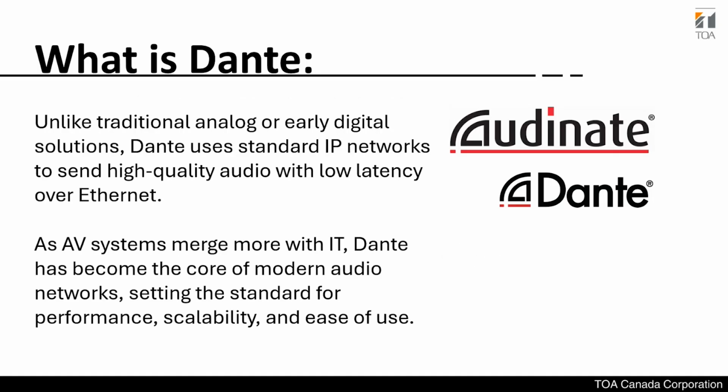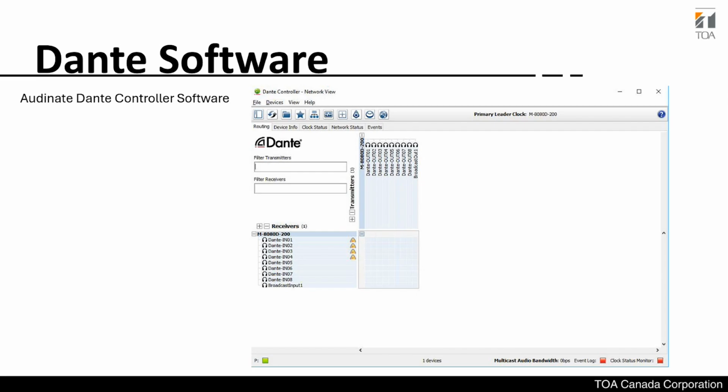Unlike traditional analog or early stage digital solutions, Dante uses the standard IP network to send high quality audio with low latency over Ethernet. And AV systems are much more tied to IT these days. So Dante has become a core of the modern audio network, setting standards for performance, stability, and ease of use. So this is the image of Dante's setting software, Dante Controller.